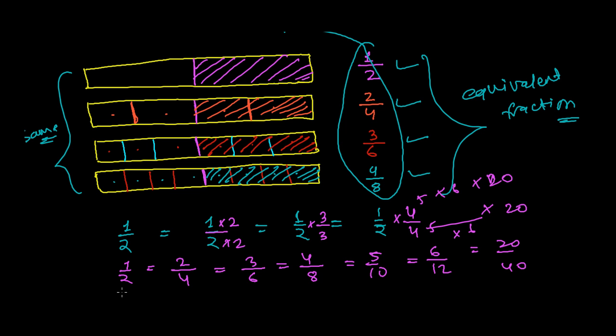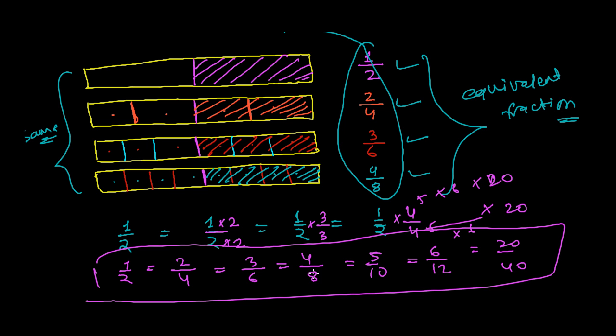So these all have the same value, even though they look so different. 1 by 2, 2 by 4, 3 by 6, 4 by 8, 5 by 10, 6 by 12, 20 over 40. It looks different, but they all have the same values, and they all represent equivalent fractions. So no matter how they look, if different-looking fractions have the same value, then all those fractions are called equivalent fractions.